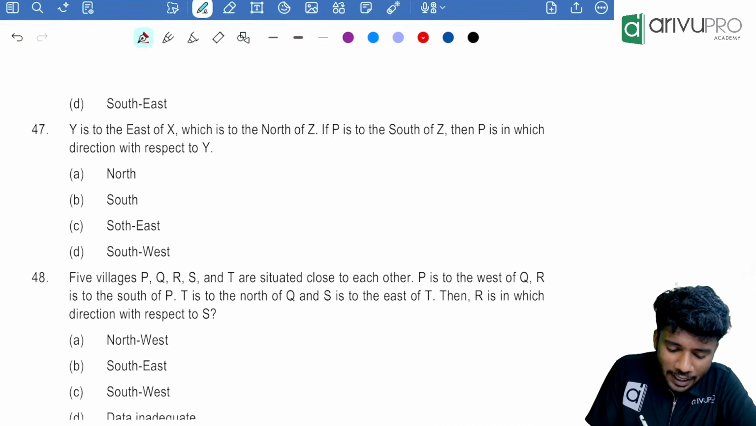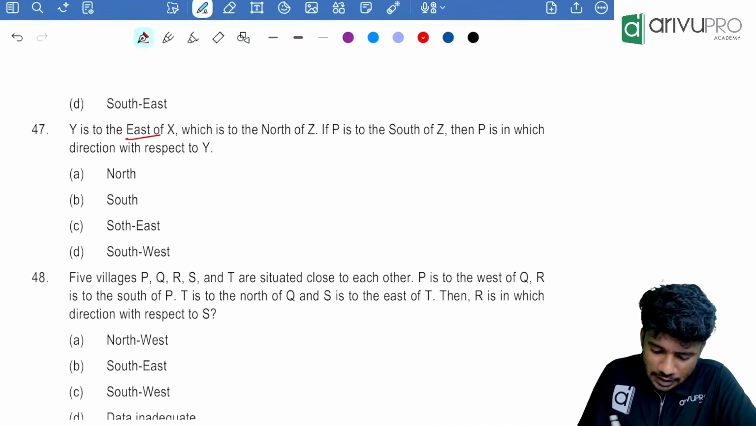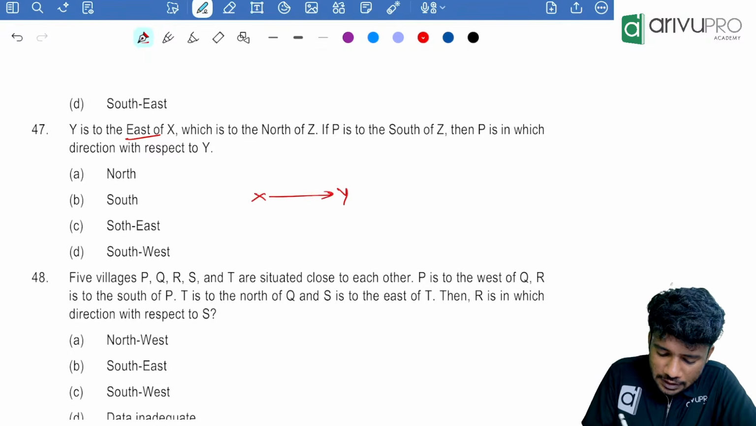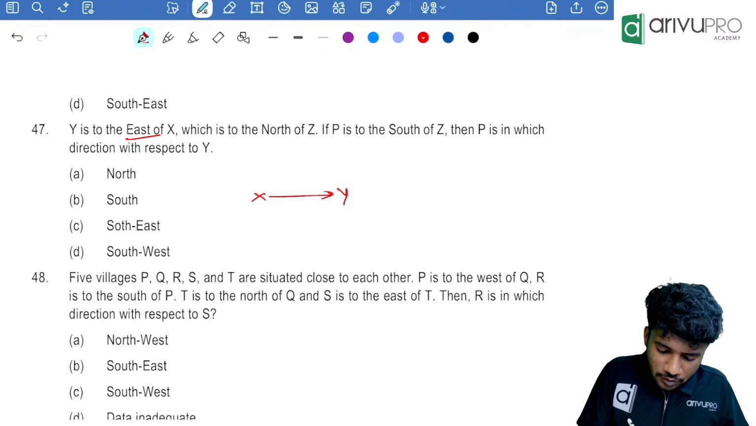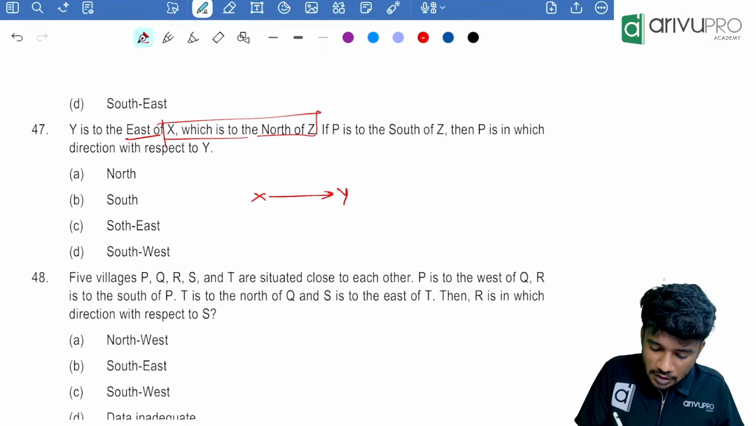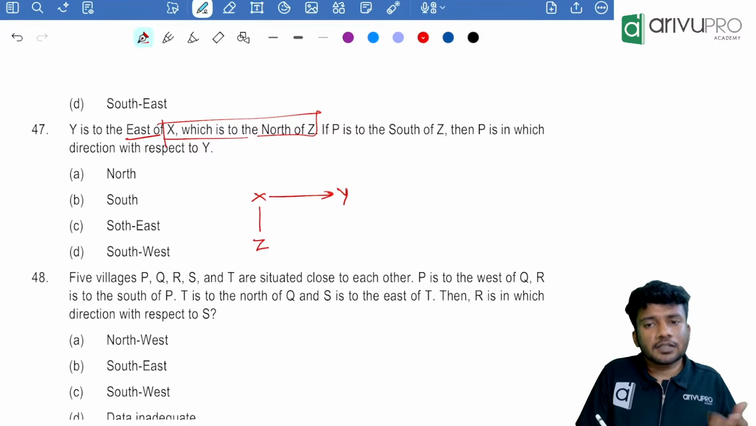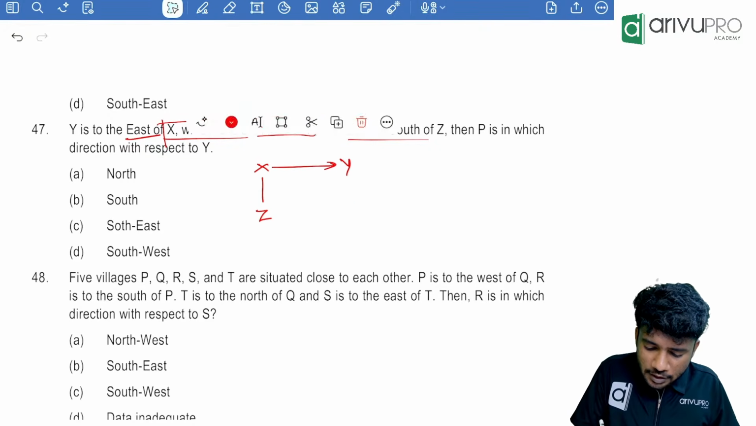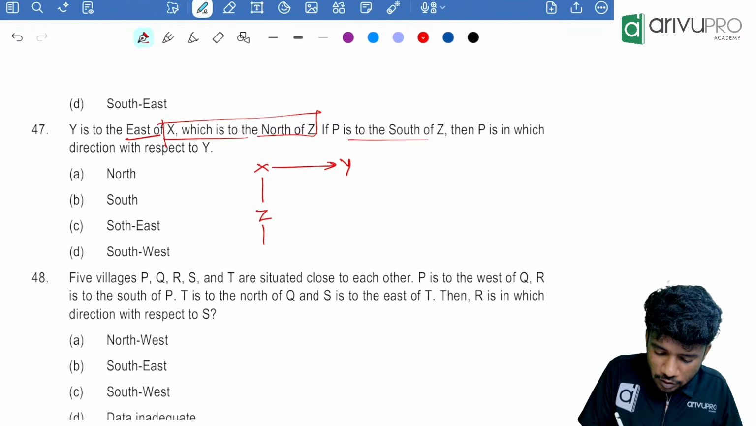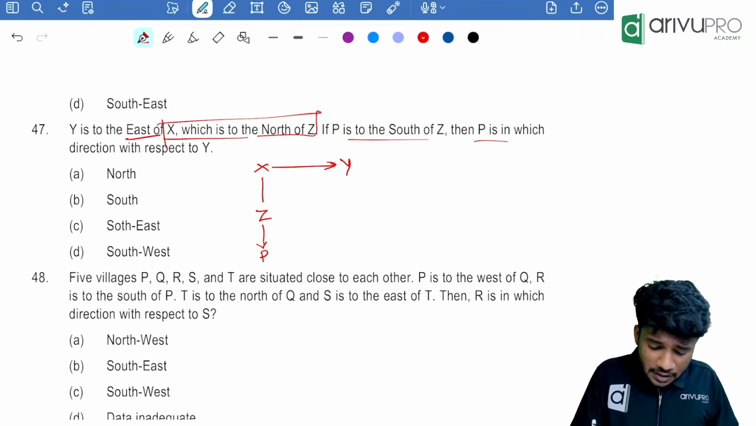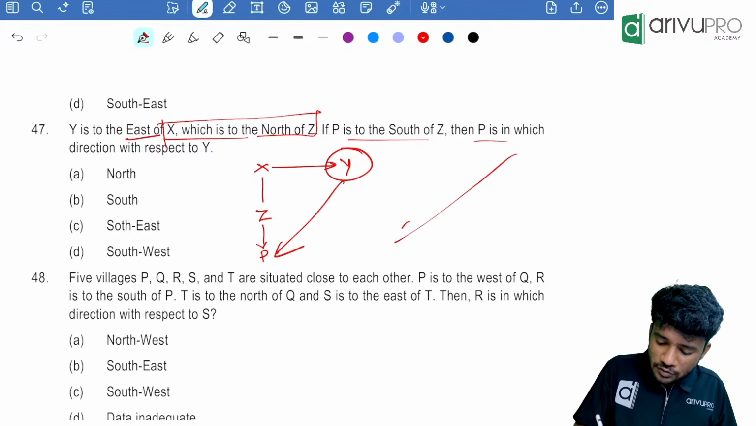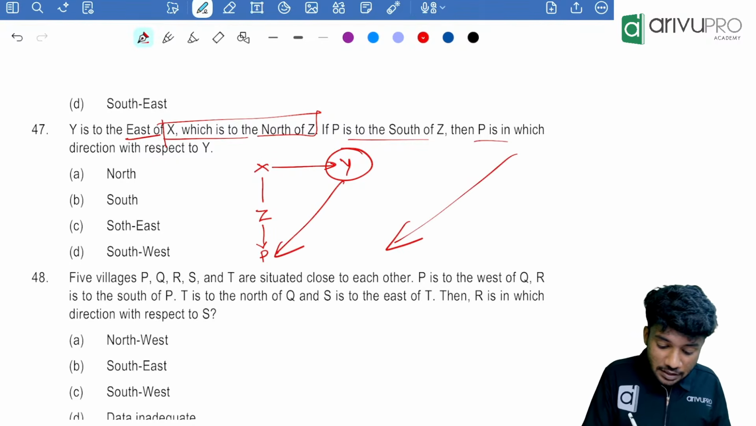Now look here. Y is east of X. Done. Next one. X is north of Z. So that is also done. P is south of Z. P is south of Z means P is somewhere south of Z. That is also there. Then P is in which direction with respect to Y? With respect to Y, P is in which direction? That is southwest direction.